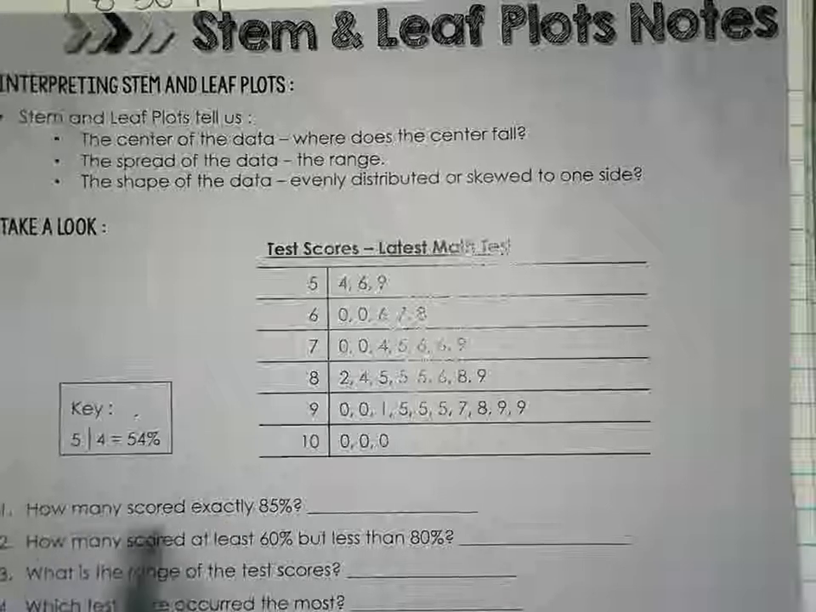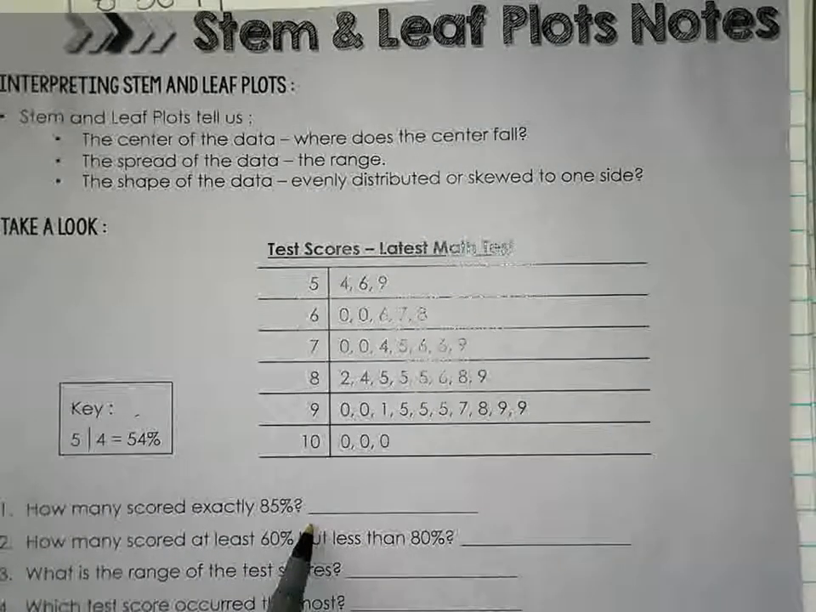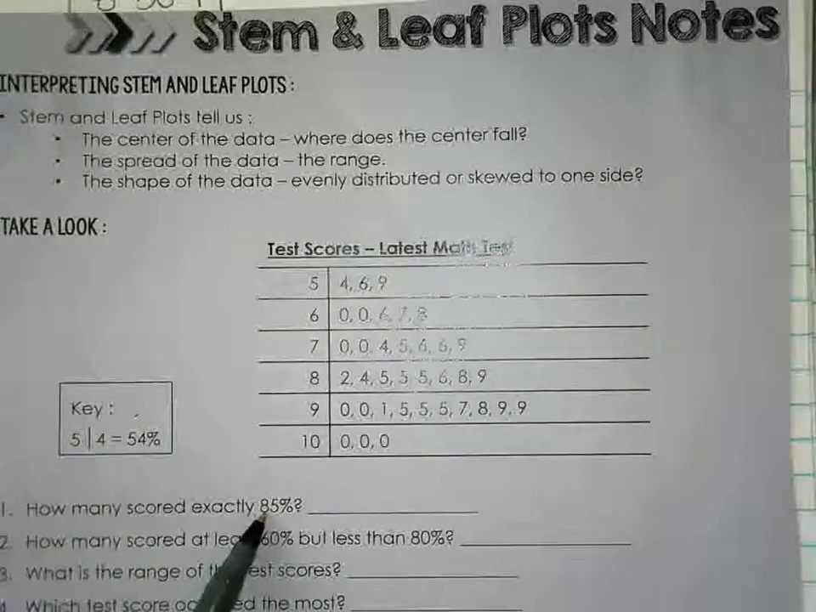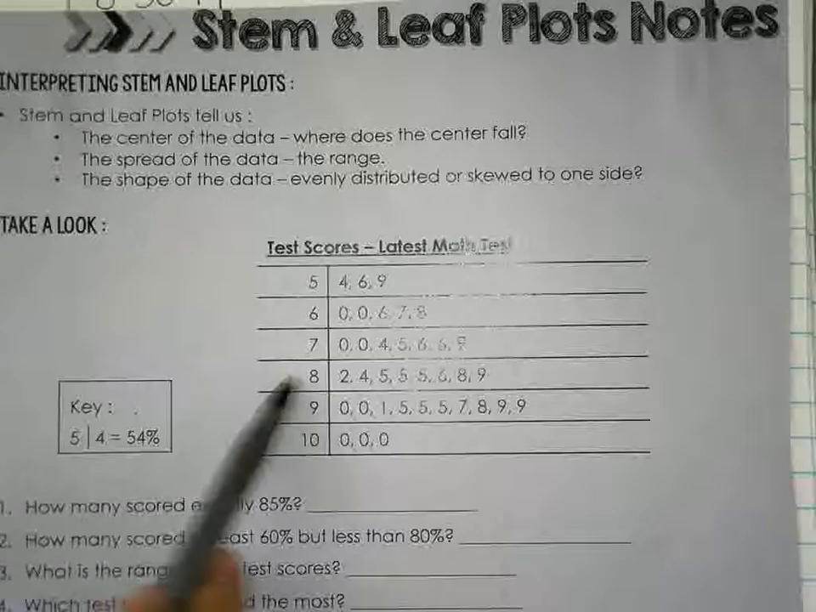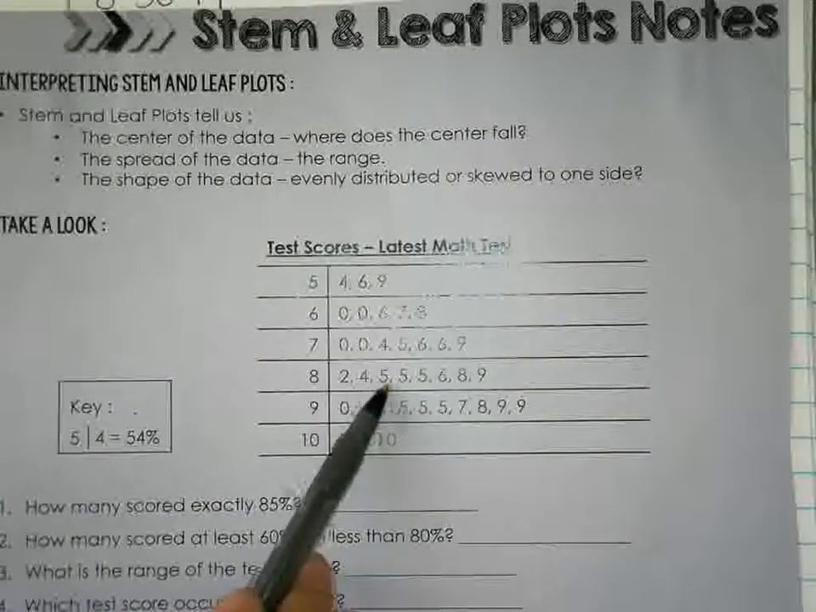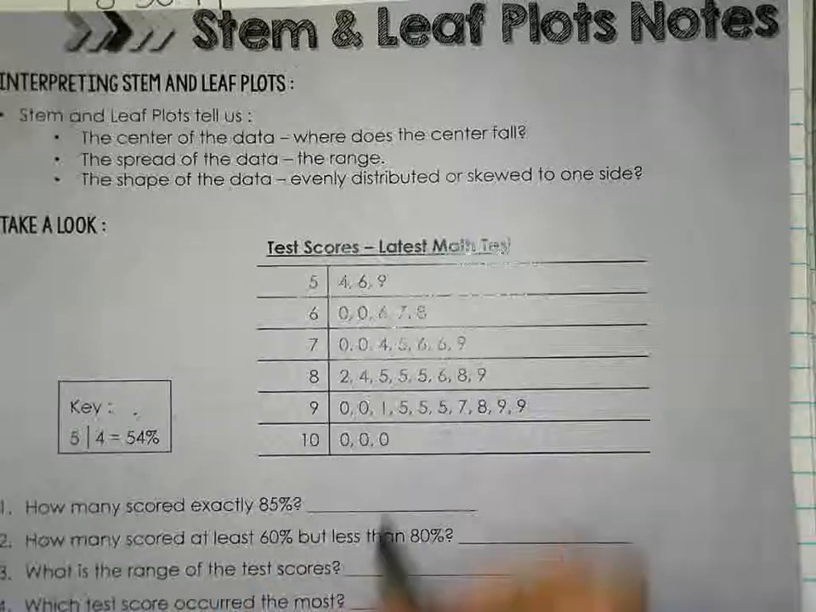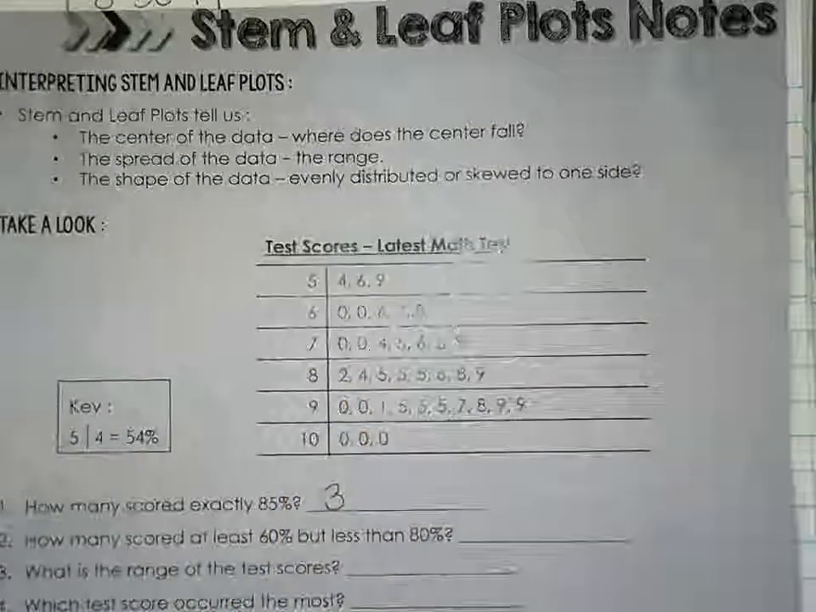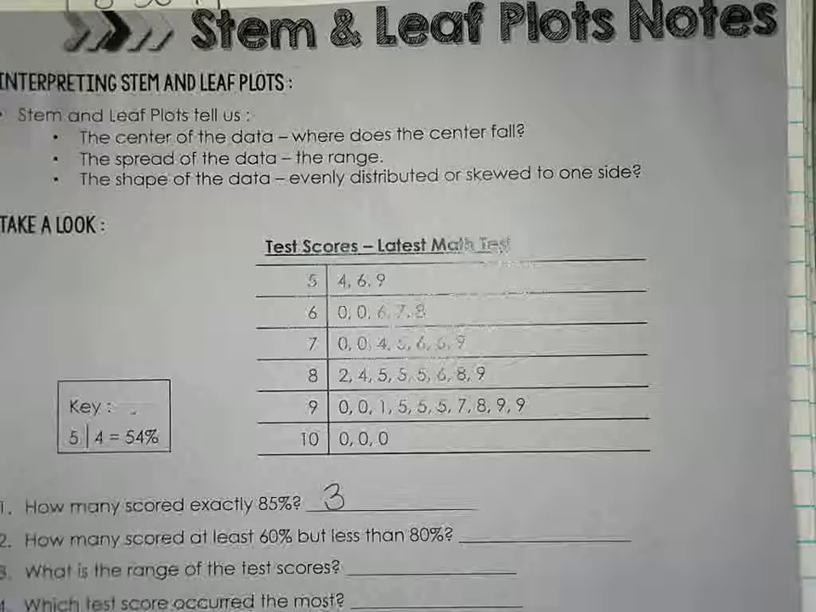Number 1, how many people scored exactly 85%? So we need to find 85. So I find the 8, and then I find the 5, and I count that there were 1, 2, 3. So there were 3 people that scored exactly 85%.